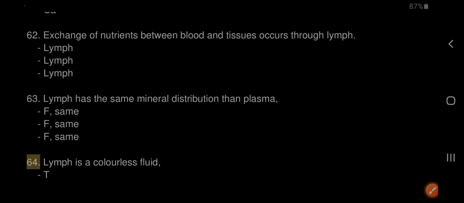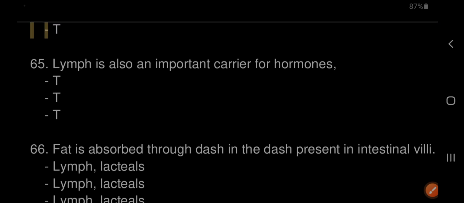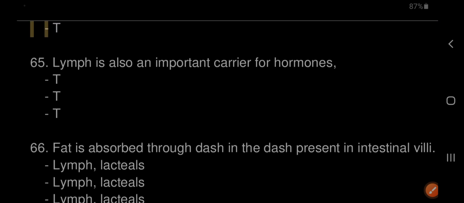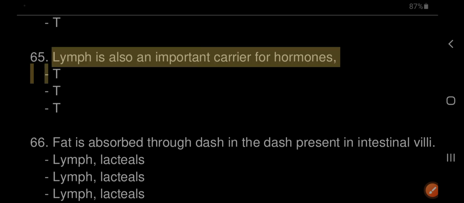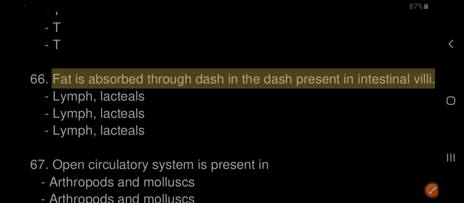64. Lymph is a colorless fluid. True. 65. Lymph is also an important carrier for hormones. True. 66. Fat is absorbed through dash in the dash present in intestinal villi. Lymph, lacteals.